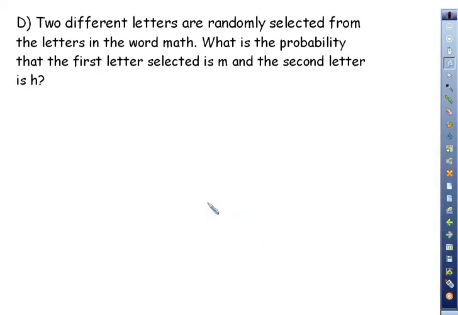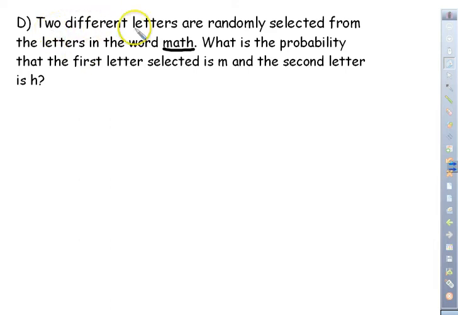It says 2 different letters are randomly selected from the letters in the word math. Okay? This is the word that they're going to select them from. And again, how many letters are in that word? 4. What is the probability that the first letter selected is M and the second letter is H? So this is very similar to what you just did on letter C, but it's just worded a little differently. So again, how many letters do you have? There are 4 letters, okay?